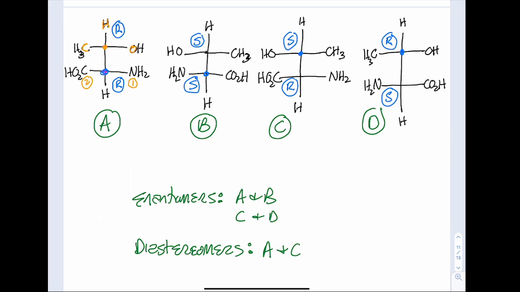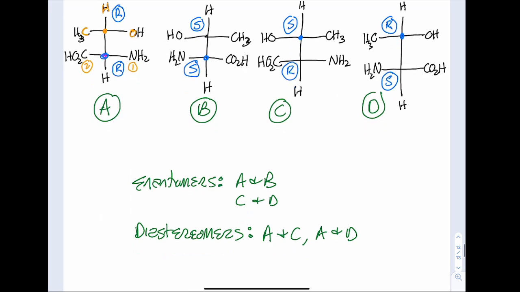If I compare A to D, I have RR and RS, so the top one's the same, the bottom one's different. It's actually all my other combinations, right? If I compare B to C, B is SS, C is SR, so the top is the same, but the bottom is different. And then if I compare B to D, B is SS, D is RS, so the top is different, but the bottom is the same, right?